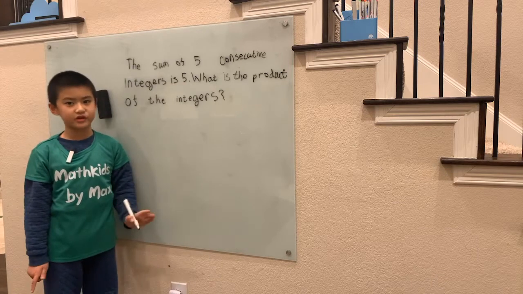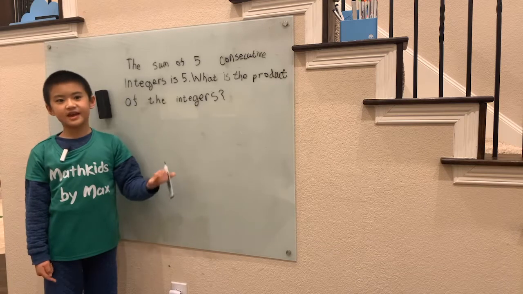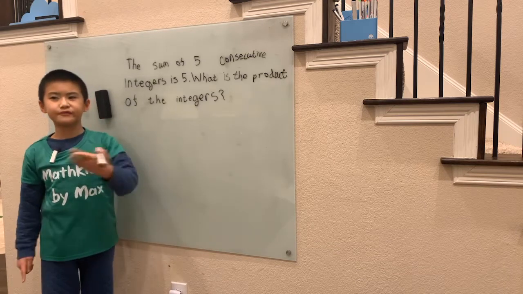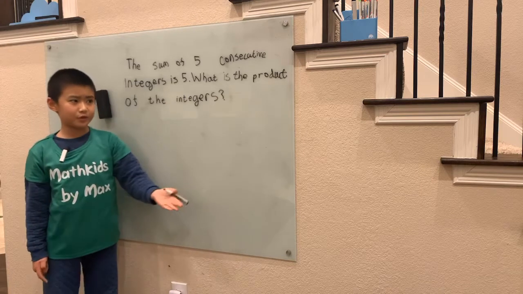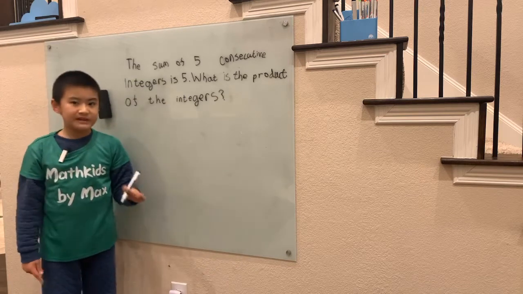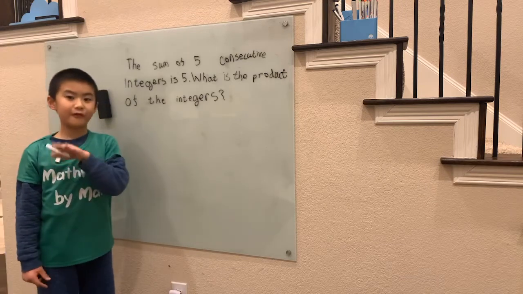So let's get started. 1 plus 2 is 3, and 3 plus 3 is 6. And we don't have to add up the other 4 and 5 because we already know that 6 is greater than 5, and we're not going to get back down to 5 if we're adding more positive integers in. So 1, 2, 3, 4, 5, that won't work.